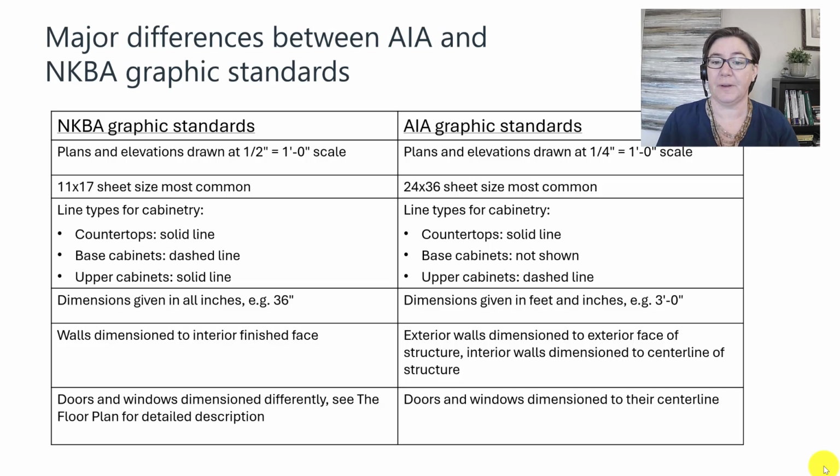The dimensions are also different between the two standards. AIA dimensions are given in feet and inches, for example, 3 feet 0 inches. NKBA gives dimensions all in inches. That would be 36 inches, not 3 feet 0 inches. Also talking about the dimensions, AIA will dimension exterior walls to the exterior face of structure, right? Face of stud, perhaps, and the interior walls to the center line of structure. NKBA is interested in the finished face only, so all walls are dimensioned to the interior finished face.